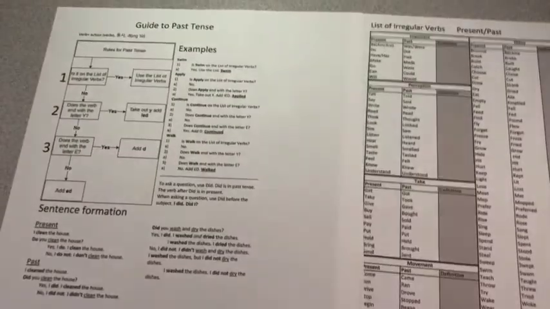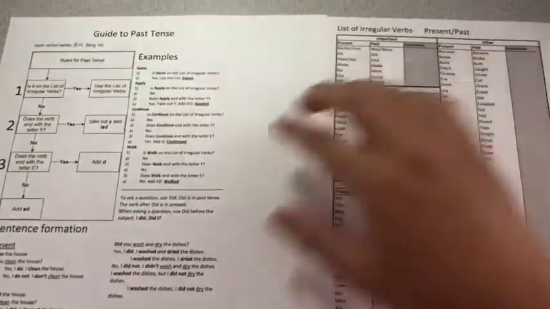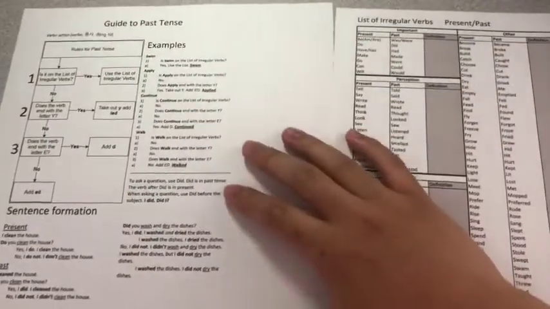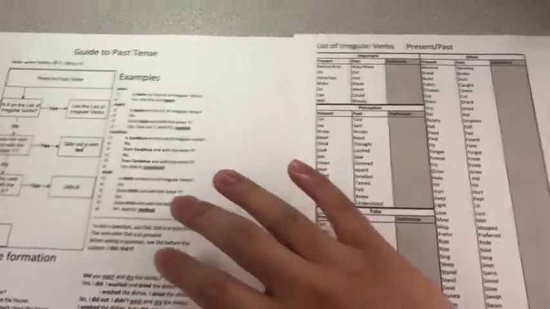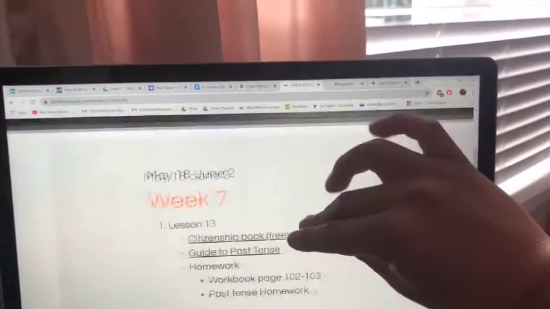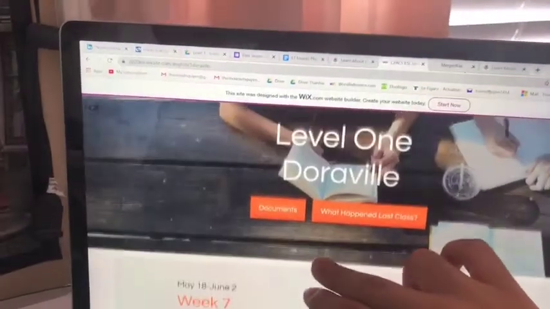Okay, now we're going to look at the guide to past tense. If you want to look at this paper and you don't have it, it's on my website. So you go to my website, go to your class.